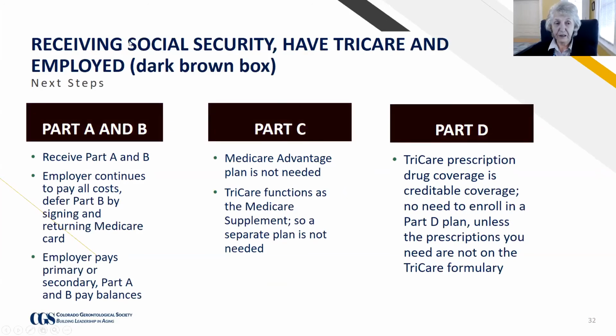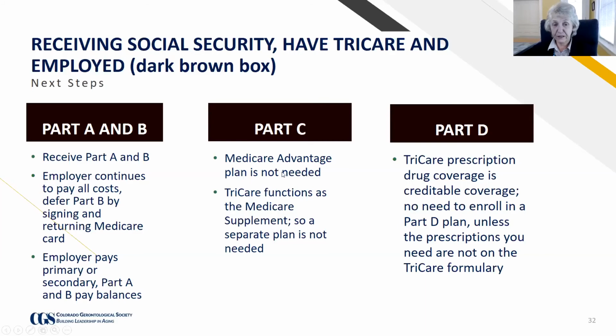If you are receiving Social Security, you have Tricare, and you're employed, you've put yourself in the dark brown box. Again, you're already receiving A and B, and the employer is going to pay all of your costs. Then you want to defer B, sign your card and return your Medicare card. If the employer is going to pay primary or secondary, and A and B pay the balance, you will need to keep it.